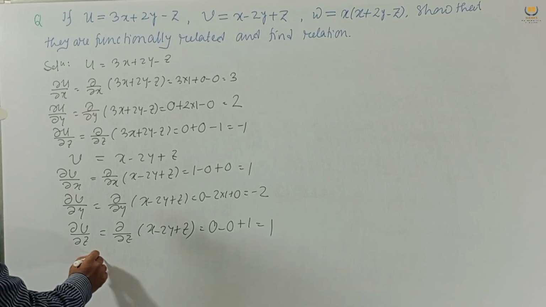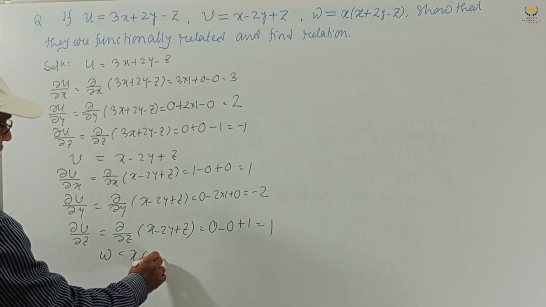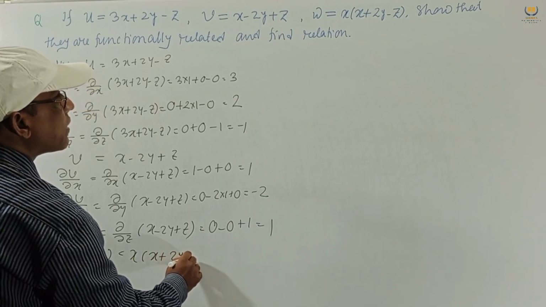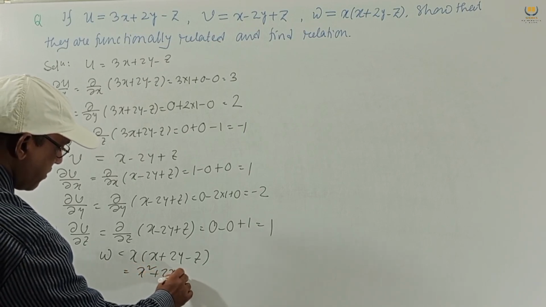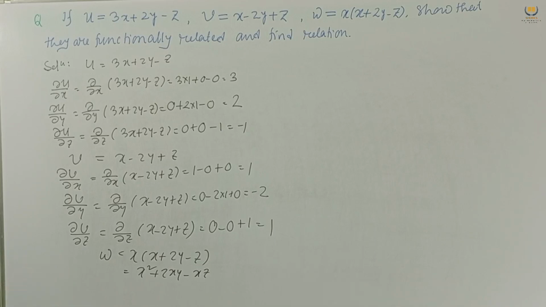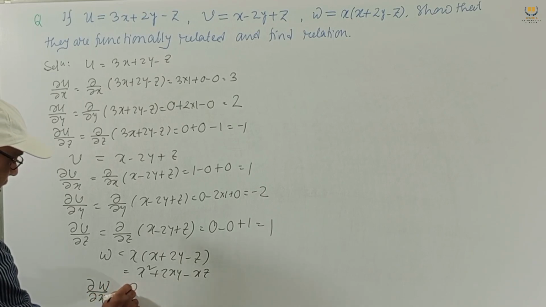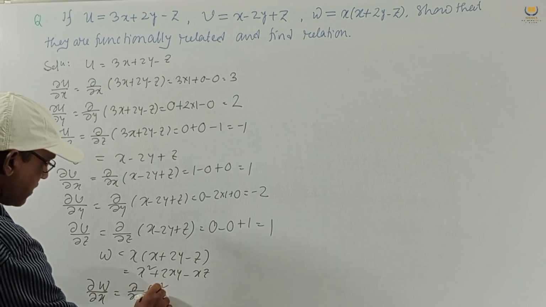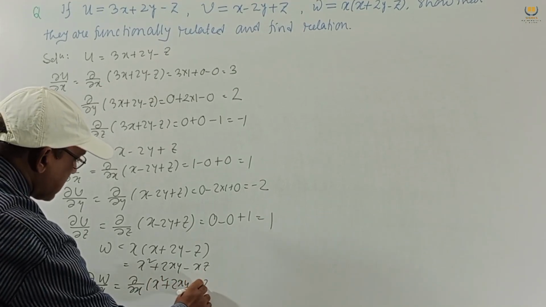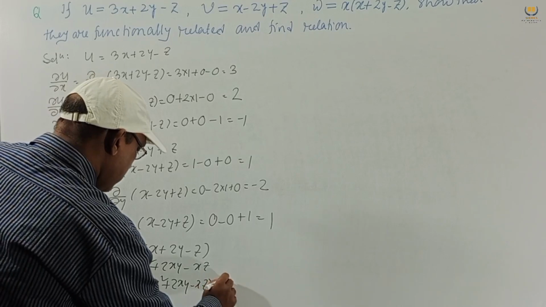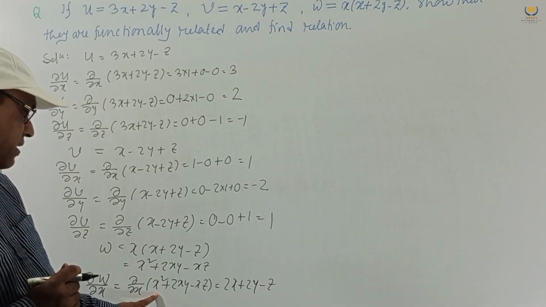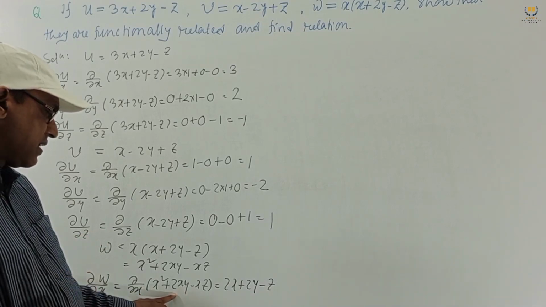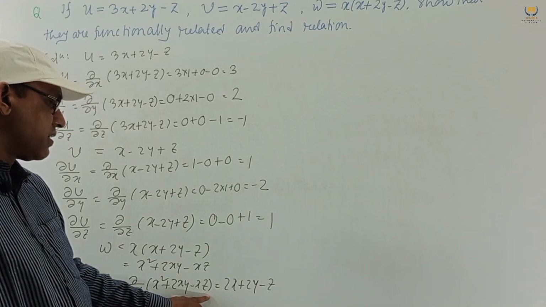Next we consider w equal to x into (x plus 2y minus z). If we multiply this, we get x squared plus 2xy minus xz. Now ∂w/∂x of x squared plus 2xy minus xz will be 2x plus 2y minus z, since in 2xy, x is 1, and z is constant.